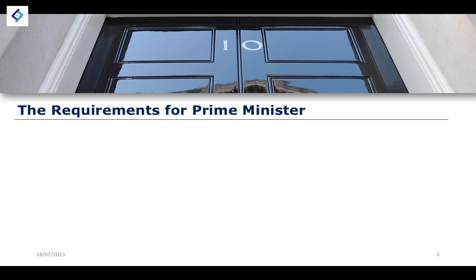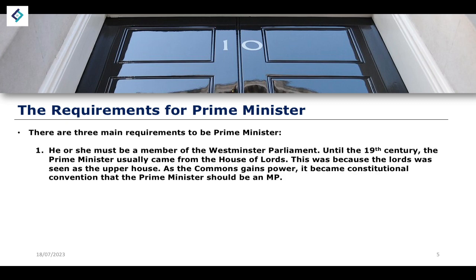With that in mind then, what are the requirements if you want to be Prime Minister? Let's say you wake up one morning and you decide that you want to be the Prime Minister of the United Kingdom of Great Britain and Northern Ireland. Well, what are the requirements? There are 3 main requirements that you need to be Prime Minister. The first is that he or she must be a member of the Westminster Parliament.